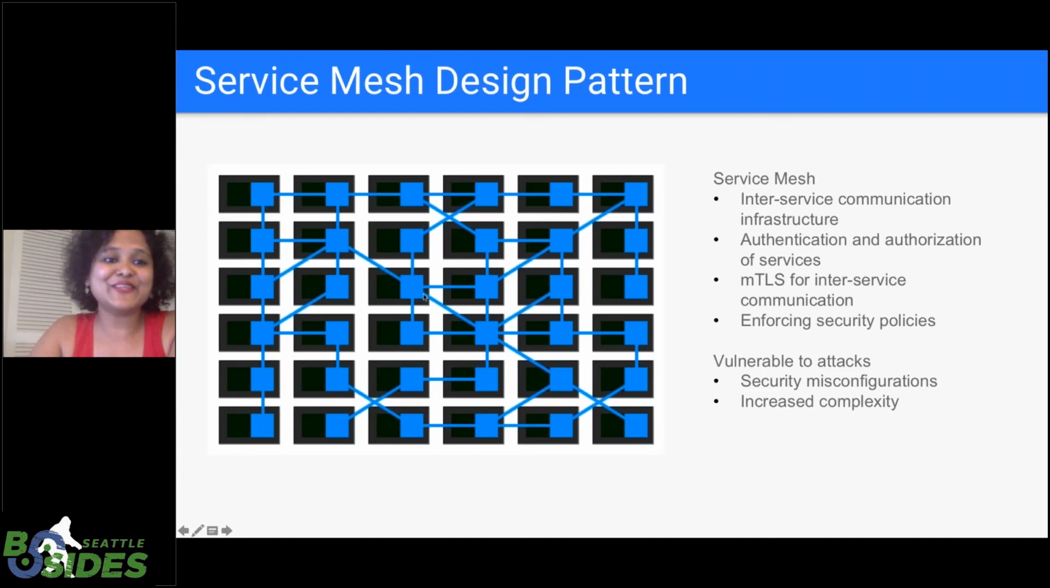Now, again, this is also not bulletproof. Because of such complex infrastructure and design, this particular design pattern is prone to a lot of implementation-specific security misconfiguration. So we have to watch out for those.